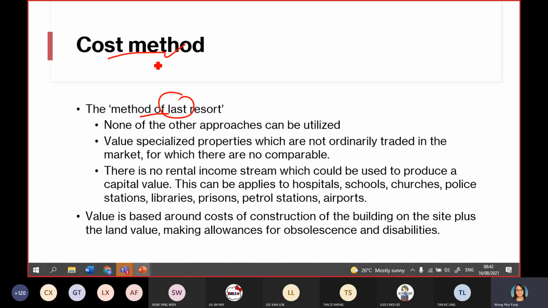So normally in what situation we need to use the cost method is to value very specialized property which is not ordinarily traded in the market.